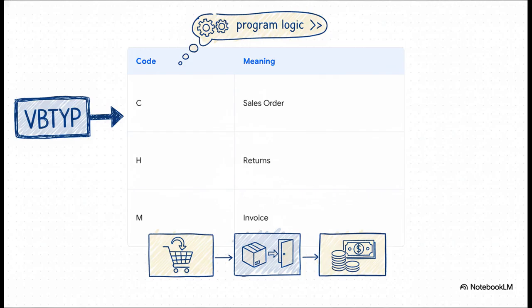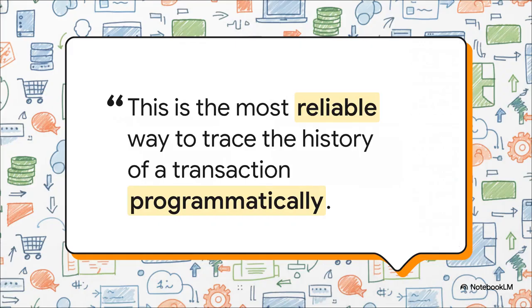Your code, your logic, needs to be based on this and nothing else. I really can't stress this enough. When your program needs to know what it's dealing with, you must validate the VBTYP field. Checking against a configurable name like OR is fragile. That could change. But checking against the system's internal code like C is rock solid. Trust me, this one simple practice will save you from a world of pain and endless hours of debugging.